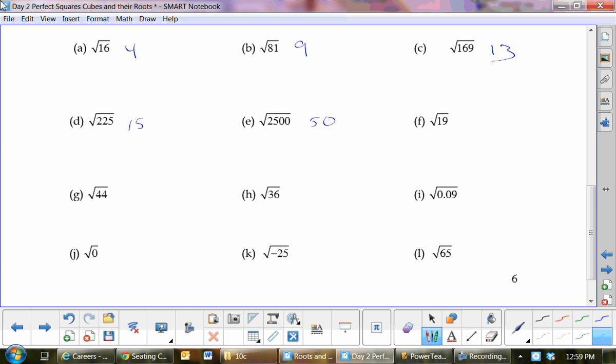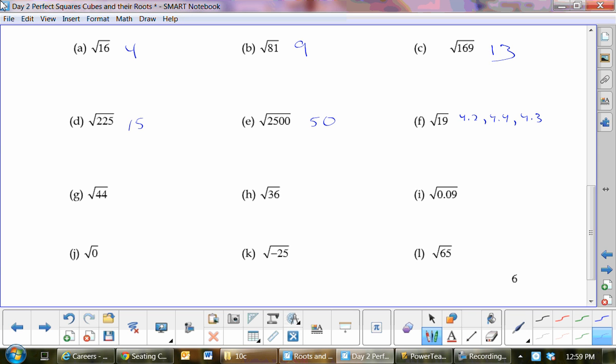Square root of 19? 4.4. Okay. So we got 4.2, we got 4.4. Any other guesses? 4.3. Okay. So can anyone give me a way to estimate these? Let's just work with this. What's a way to do these?